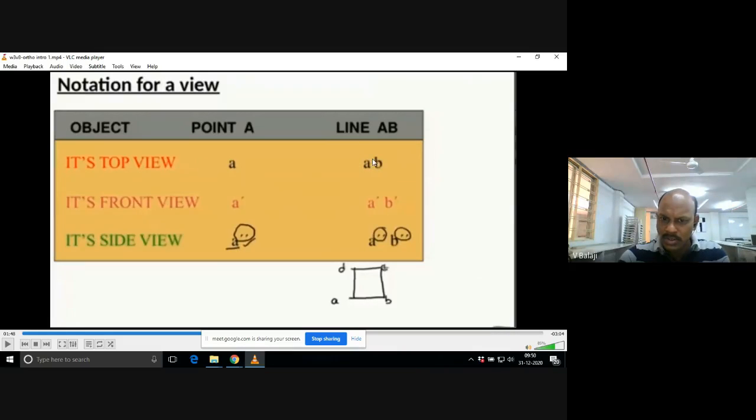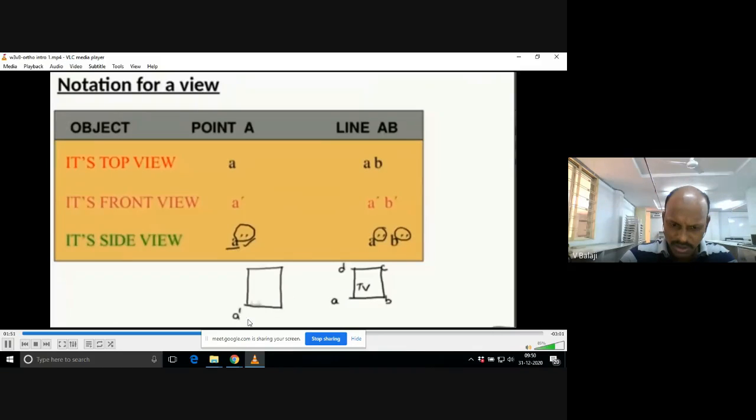So notations are very important in engineering drawing. You have to observe carefully. When you answer the problems, if you write a dash b dash c dash d dash instead of a b c d, you will get negative marks. So this is the top view without any dashes or primes. If it is a front view, you have to go with a dash, b dash, c dash and d dash.